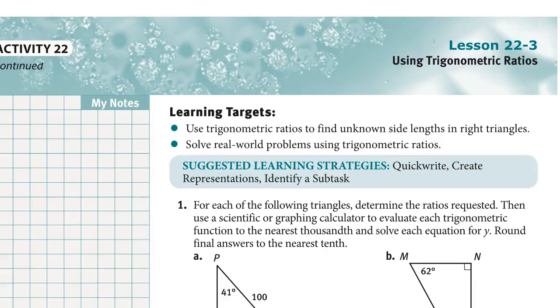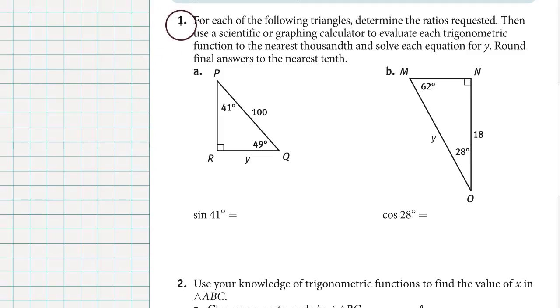This video is for lesson 22-3 about using trigonometric ratios. Learning goals are to use the three trig ratios that we defined yesterday to find unknown side lengths in right triangles and to solve some real-world problems using trigonometry. Let's go to question 1 and practice the trigonometry from the last lesson.